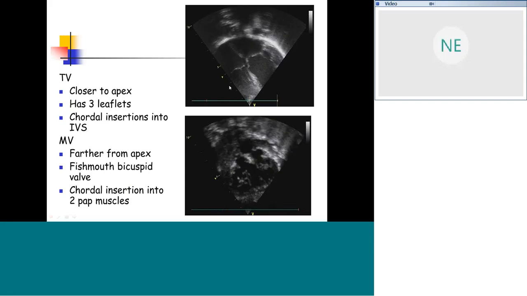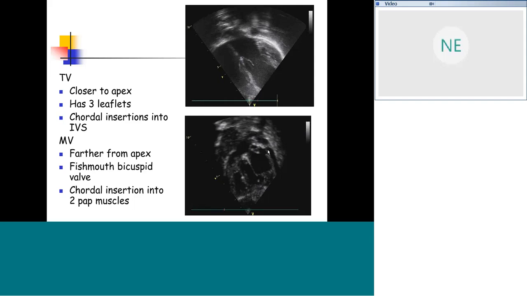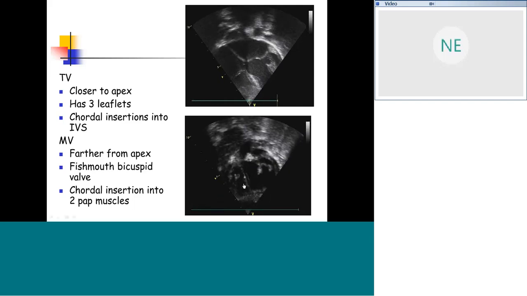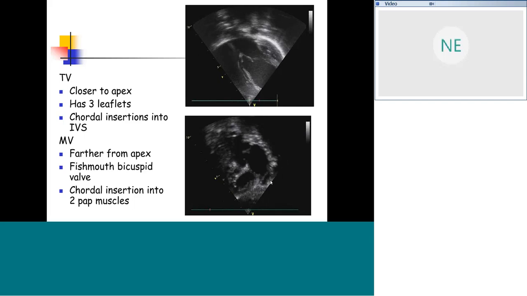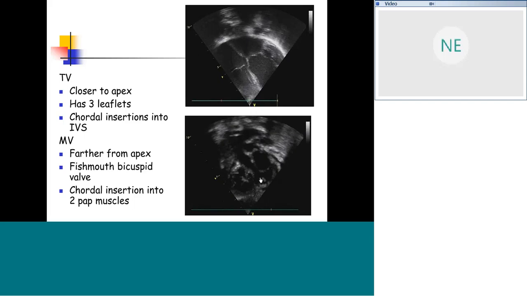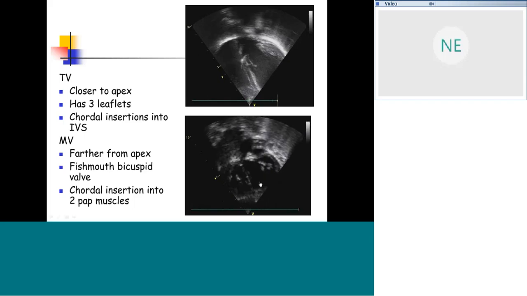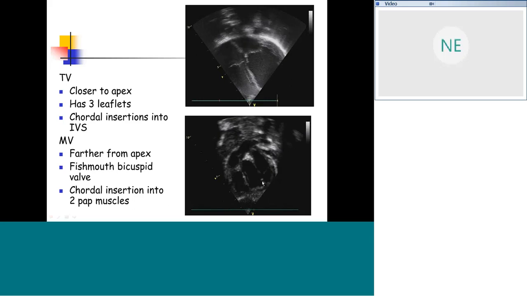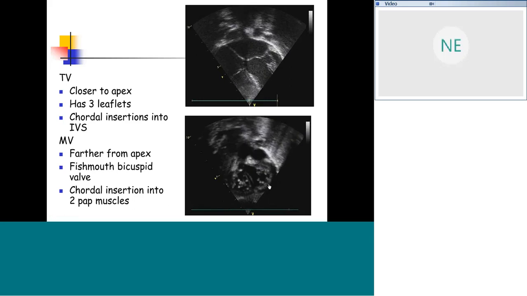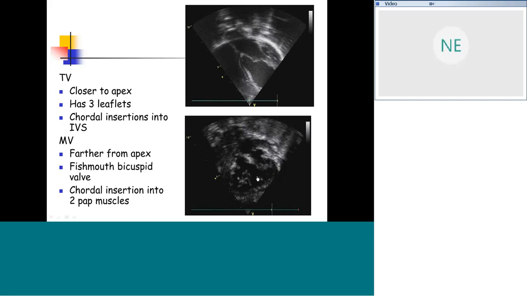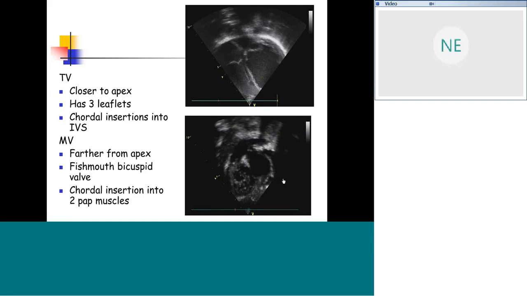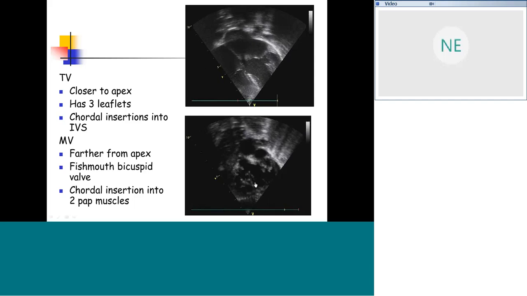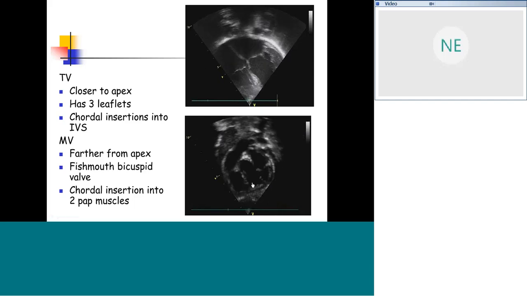Also, if we see in short axis in the subcostal view, the tricuspid valve has 3 leaflets compared to the mitral valve, which has 2 leaflets. The mitral valve opening appears like a fish mouth, and the caudal insertion is into 2 papillary muscles. As we can see here in short axis, the mitral valve is away from the septum and the tricuspid valve is hugging the septum.